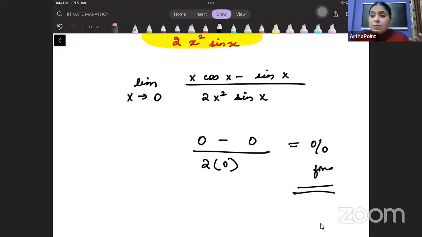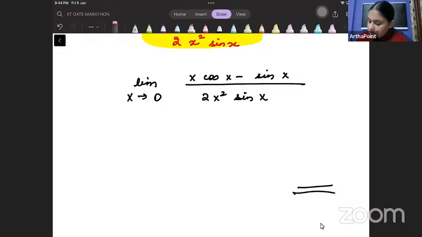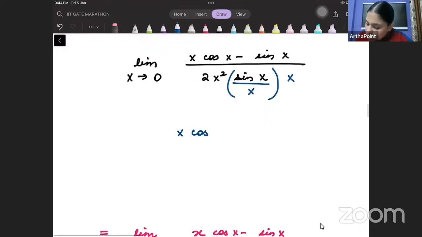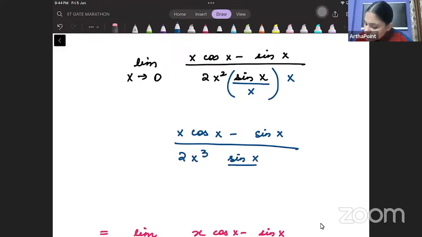Now I have to do something here so that I don't have to continue doing the L'Hopital rule again and again. I don't want to do that. So I have to do one tricky step here. Understand this carefully. What I can do is divide this with x and multiply this with x. When I do this, I will get x cos x minus sine x upon 2x cube, sine x by x. Limit x tends to 0.